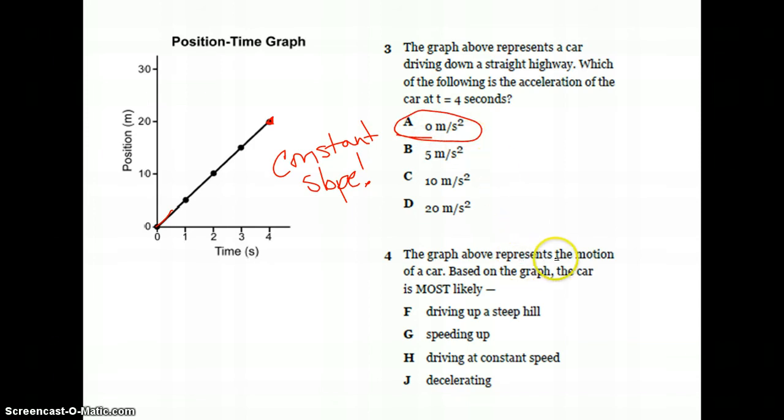And so the graph, sorry, my bad. The graph above represents the motion of a car. Based on the graph, the car is most likely, you should know from that last test, it is not driving up a steep hill. Since we're not curving, there's not a parabola, we are not speeding up, and as Mr. Flint just explained, it is driving at a constant speed. We also know it's not decelerating because we would see a negative slope on our line. So we could eliminate that one as well.